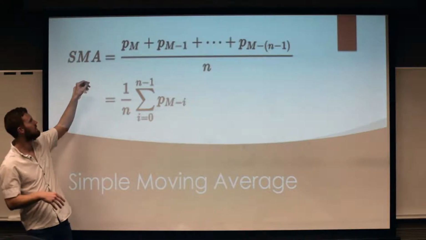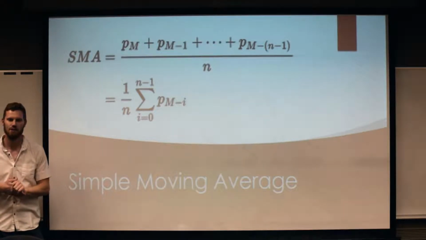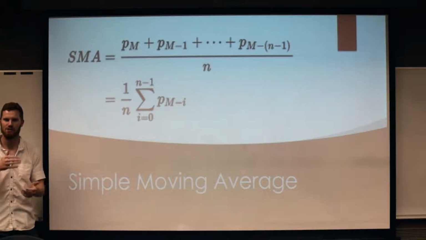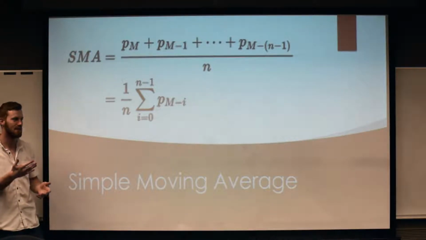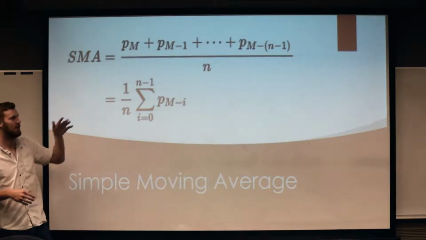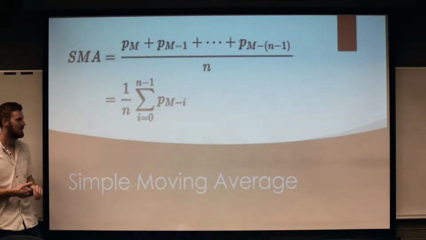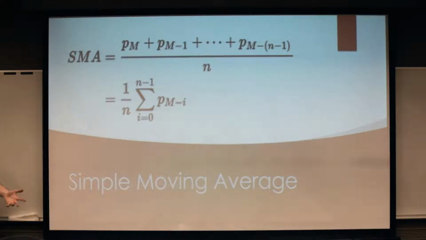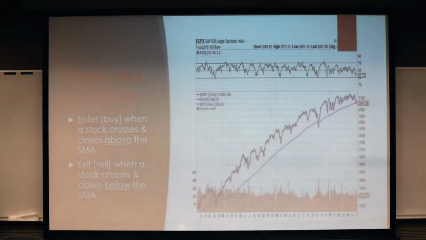It's just taking, so say you want to look at a 5-period simple moving average on the daily chart. So it's going to take the last 5 days' prices and divide it by 5. And that's how you get your simple moving average. This all seems really common sense, but I think it's important to look at the formulas and try to understand what they're doing.